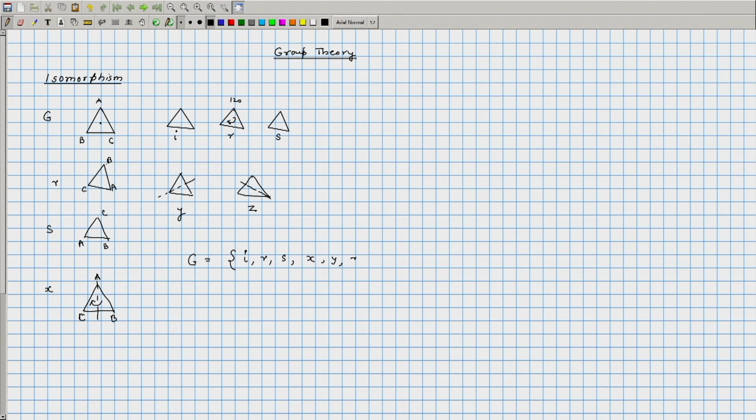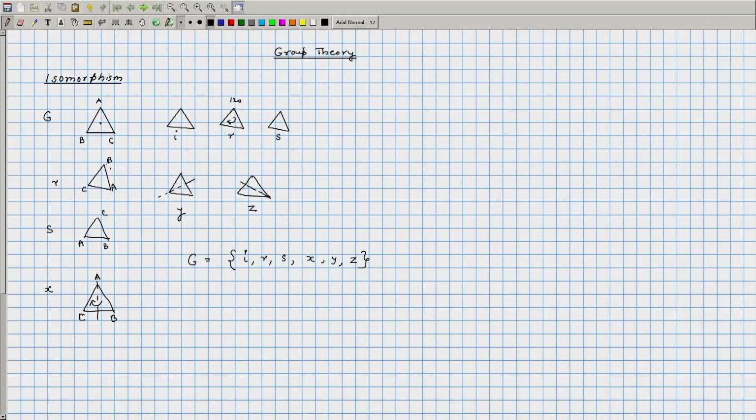Our group G will basically consist of these 6 elements I, R, S, X, Y and Z. These elements, when they multiply, this is the dihedral group, they multiply in a certain way, and you can verify that they do form a group under the operation of composition of these operations.